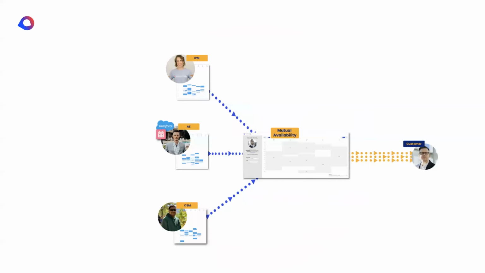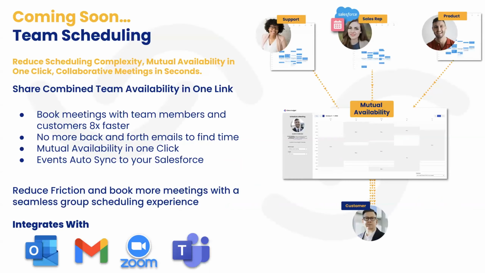Now with Cirrus Insight Team scheduling, what I can do is share out a mutual availability link that showcases my schedule, my implementation project manager's schedule, and my CSM's schedule all in one link. And that link I'll send directly to my customer, and he or she will be able to click on whatever time slot availability works best for them. And then that meeting will get booked collectively on all calendars with an integrated Zoom or Microsoft Teams link.